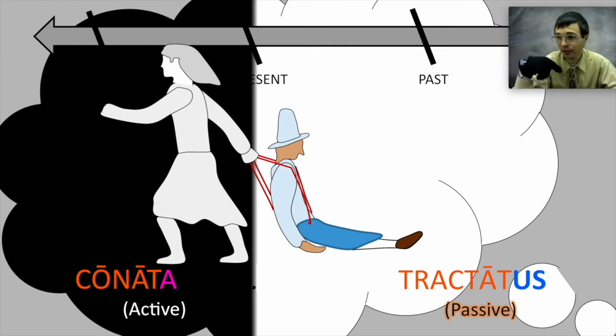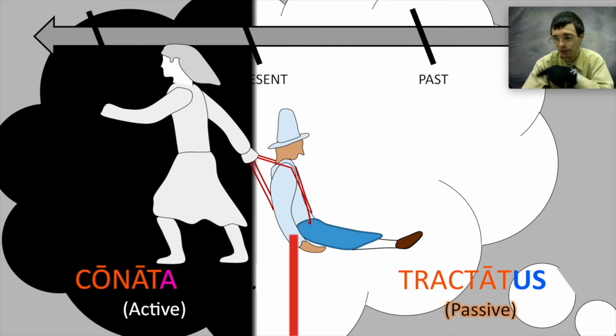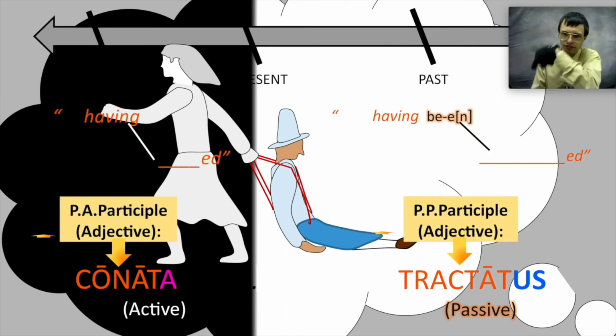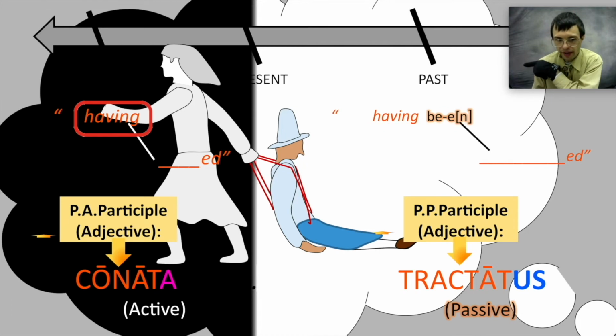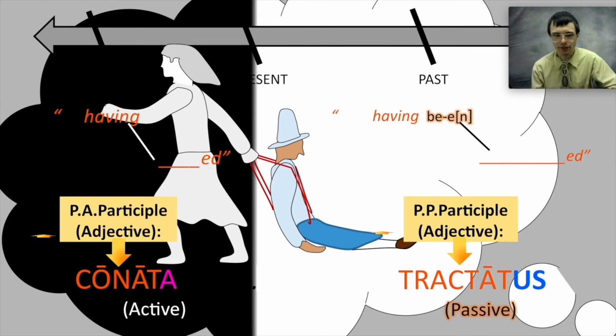But to make this work down low, they have to be in separate sentences because you can't have a feminine subject and a masculine subject. So these are two separate ideas, even though I've put them side by side. Okay, so the passive thing in white over here means having been blanked, tractatus. Over there, it's active, having blanked, having tried.